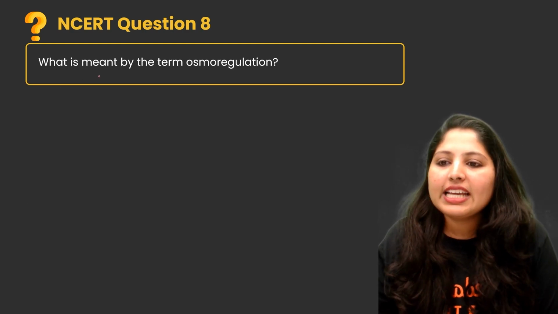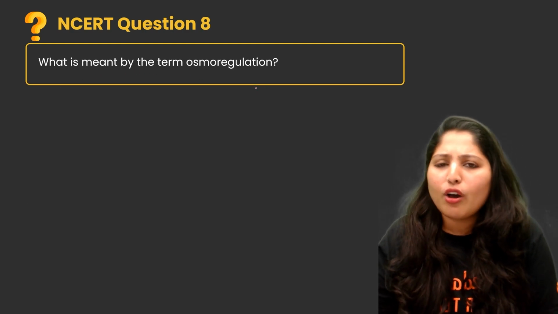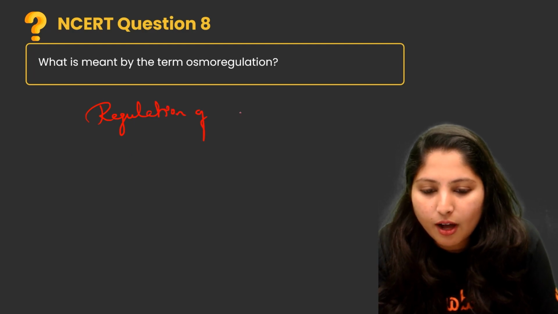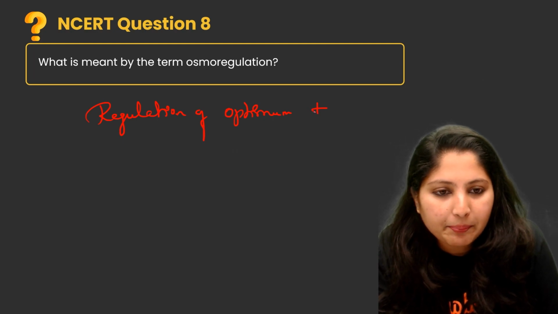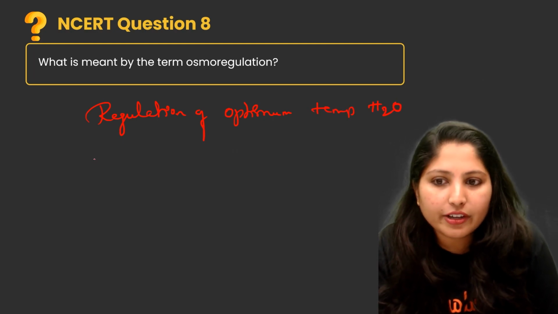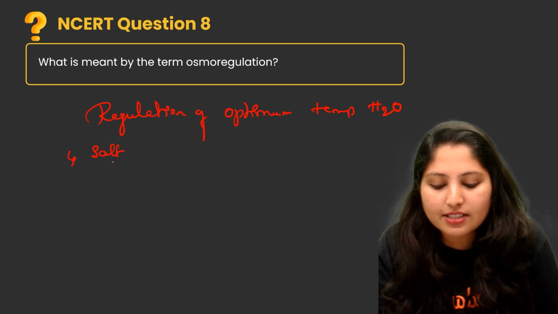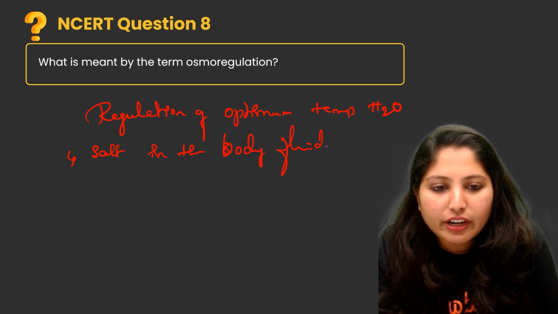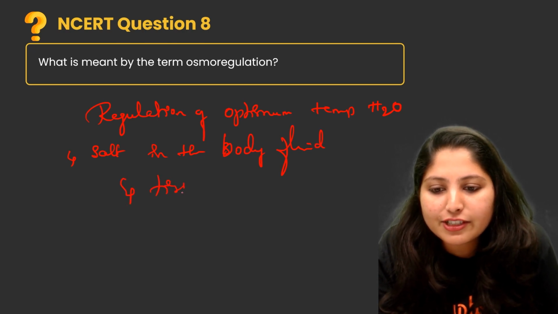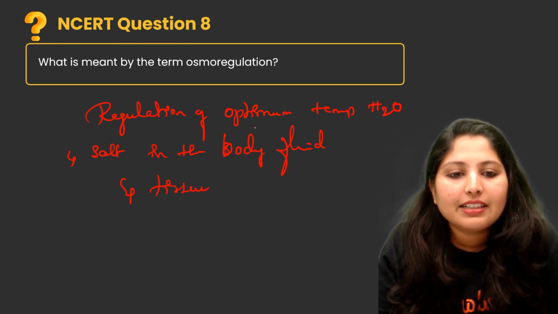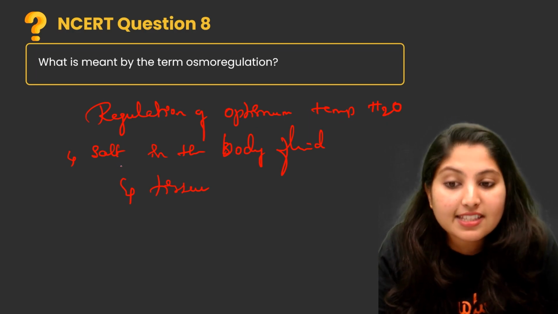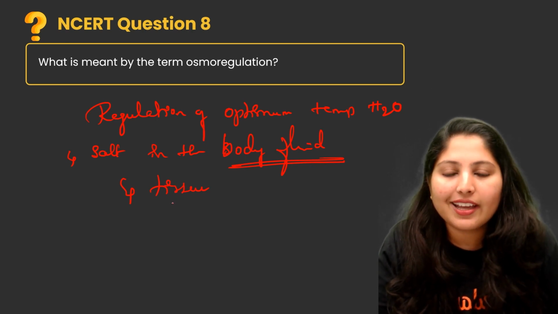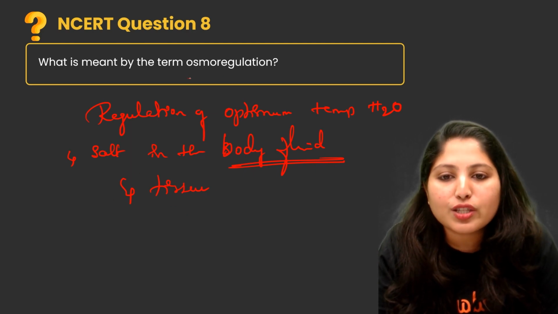Clear, right? What is meant by the term osmoregulation? Osmoregulation means regulation of optimum temperature, water, and salt or minerals in the body fluid, that means blood or lymph, and also in the tissues, the interstitial fluid and tissues. So this is known as osmoregulation.